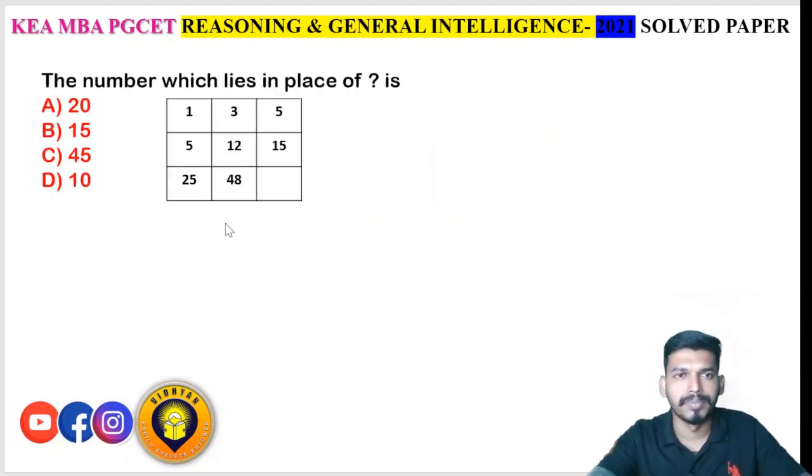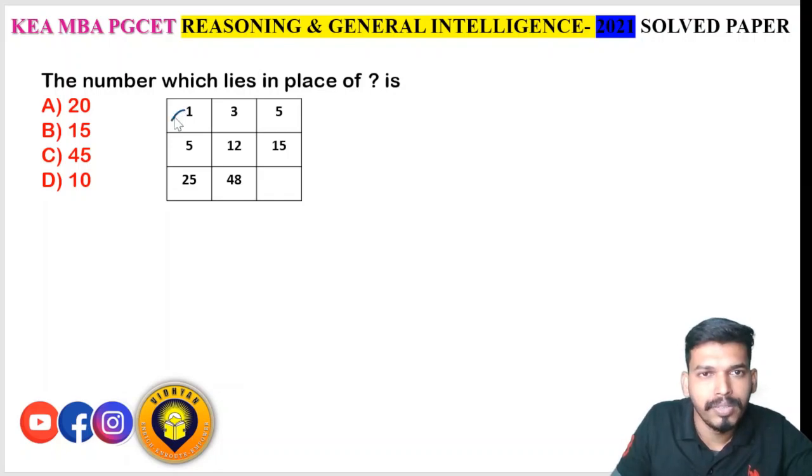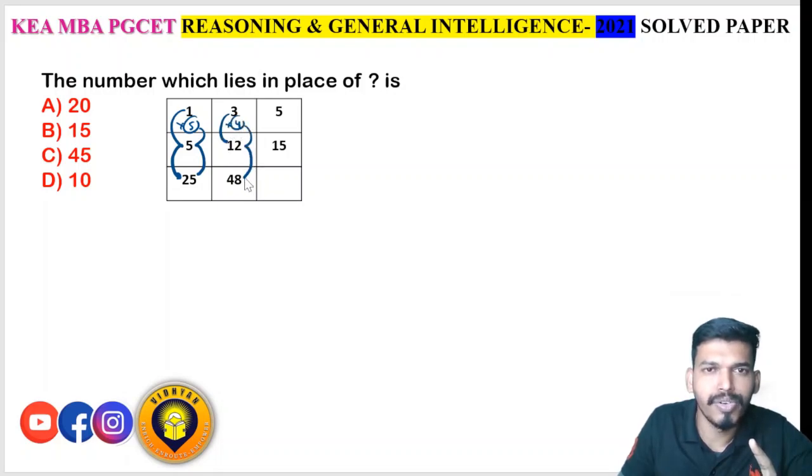Next one. So the last final question. The number which lies in place of the question mark is. So here 1 5s are 5. Therefore 5 into 5 is 25. 3 4s are 12. Therefore 4 into 12 is 48.